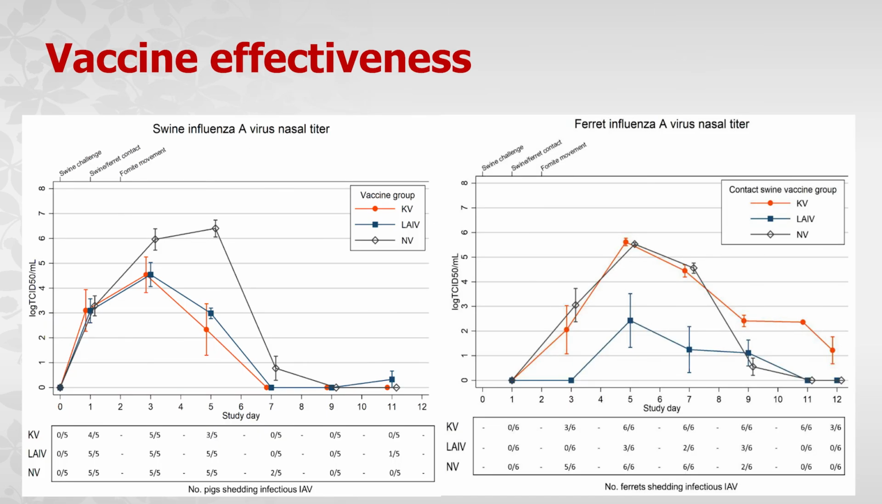If we look at the effectiveness there, on the left, we're looking at the nasal titer coming out of the pigs. And so you can see the non-vaccinates certainly peak higher, with more virus, and peak later. So a much larger area under the curve than what we have with either of the vaccine groups, irrespective of which vaccine we use. Interesting when we look at the ferrets, and so we're looking at onward transmission from the pigs to the ferrets.